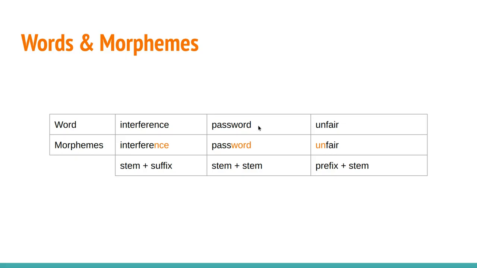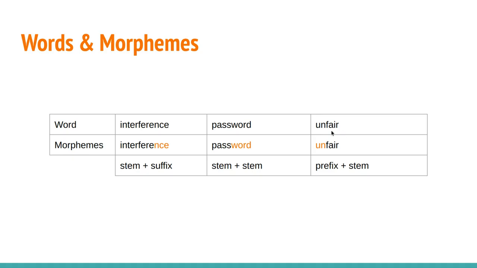In the case of password, we have two stems. It's not that the word password comes from pass or comes from word, okay? It comes from the combination of two stems. In this case, the word pass and the word word realize a different meaning when they are put together. Password, all right? Though it's pretty clear what it means.